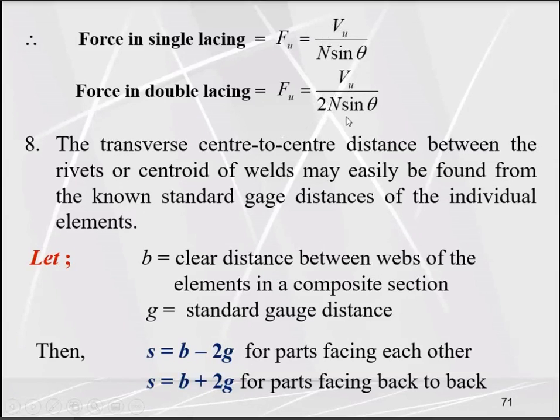So we need to divide the whole parameter by 2, because in case of double lacing, two members are resisting the force. And then the transverse distance, or S value, how can we compute it? The transverse center to center distance between the rivets, or the center line of the weld, may easily be found from the non-standard gauge distance of the individual element.